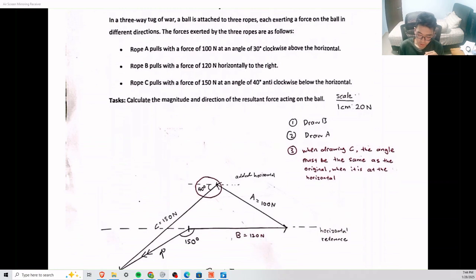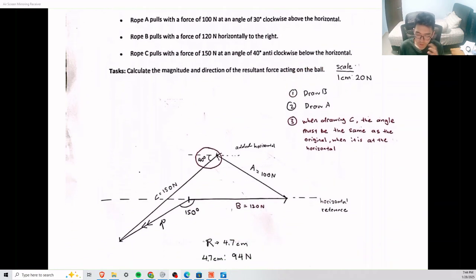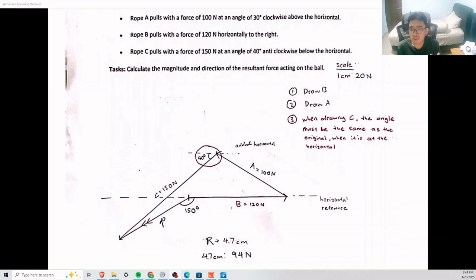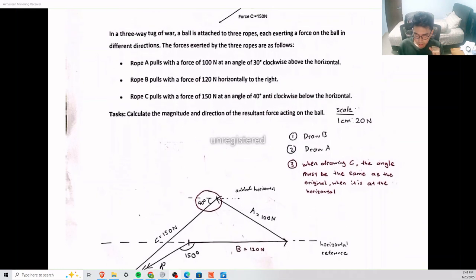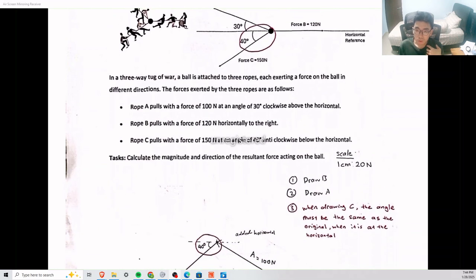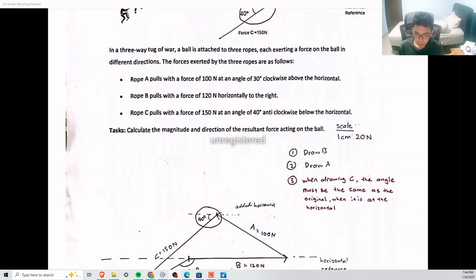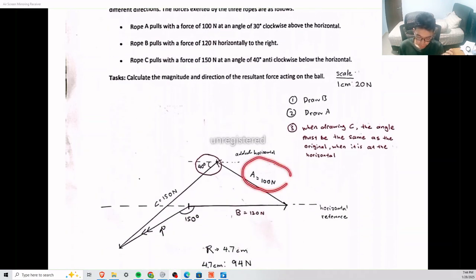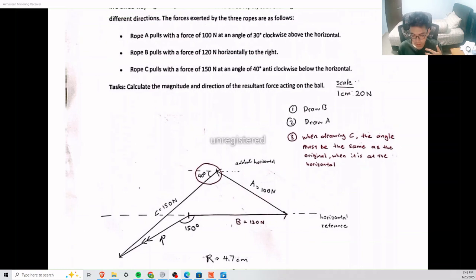So, train of thought. Firstly, draw B. Because B is horizontal, I don't need to think so much. B is the horizontal, you first draw B. The scale can be 1 cm to 20 newtons. And then this is the part where it gets a little bit tricky. I can either draw A or C first, but I decided that I want to draw A first. So I draw A, 100 newtons. But what is the angle here?